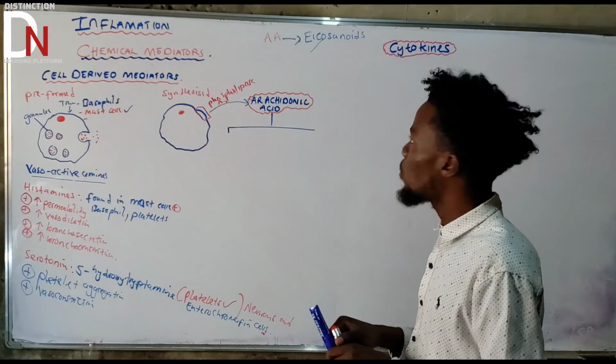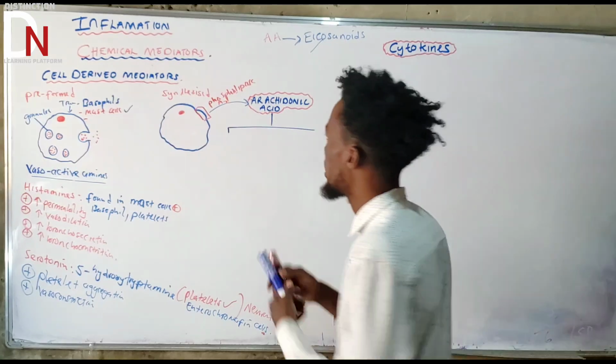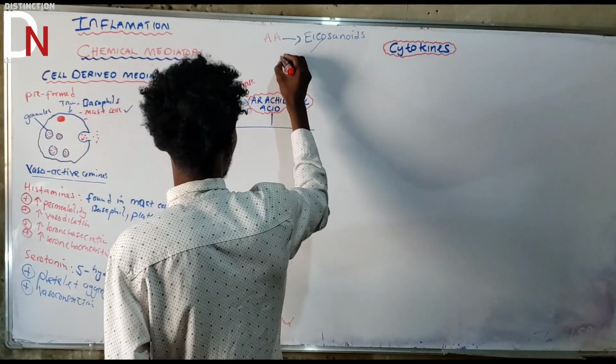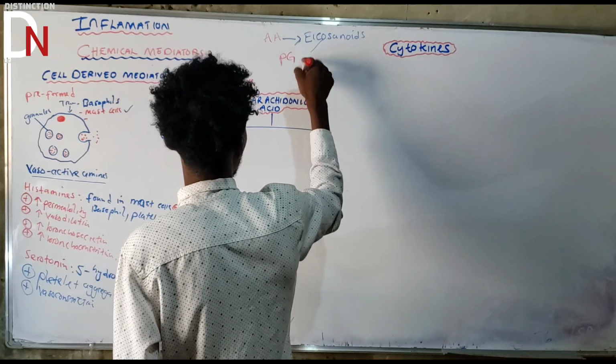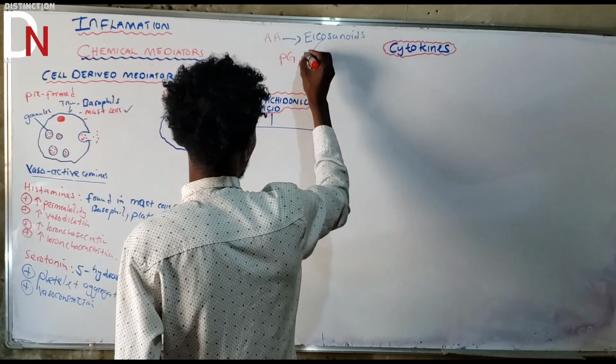What are those? They are basically prostaglandins. So the first eicosanoid is prostaglandin. We're going to talk about prostaglandins. What else are we going to talk about, apart from prostaglandins?